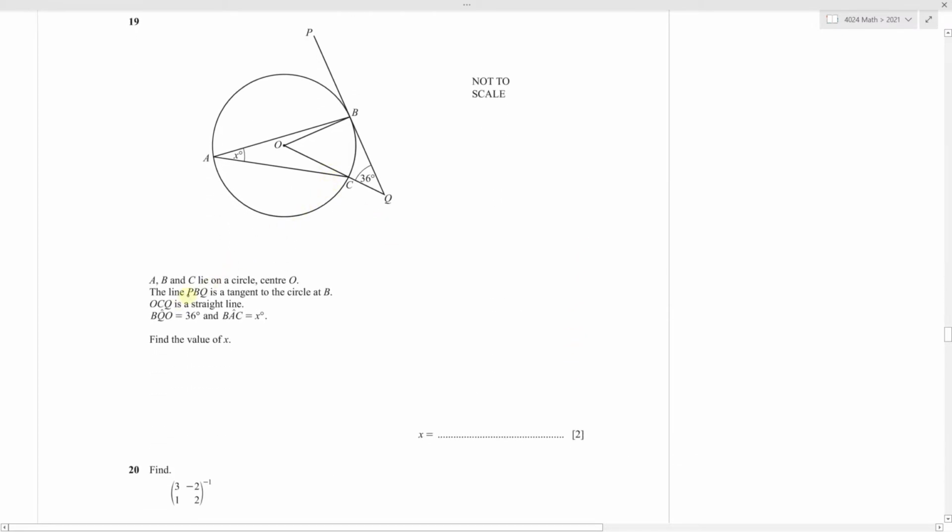Question number 19. ABC lie on a circle. The line PBQ is a tangent to the circle at B. OCQ is a straight line. This angle is 36. This is x degrees. Find the value of x.